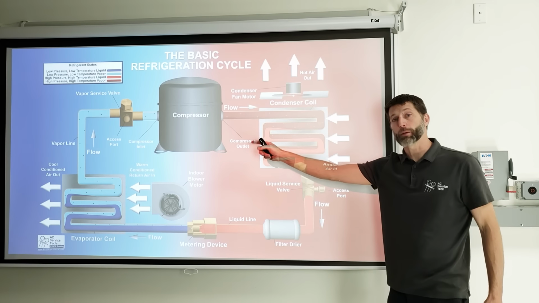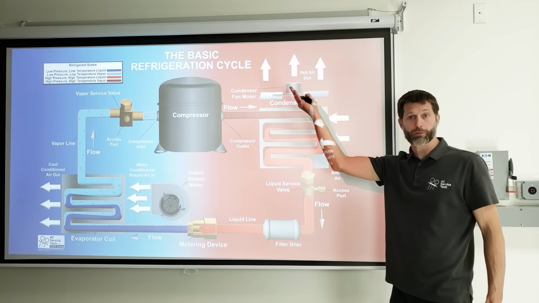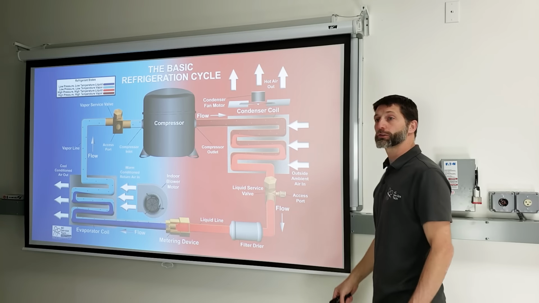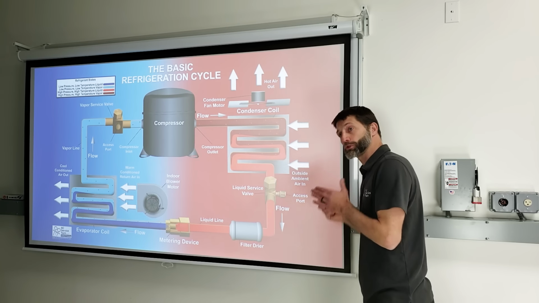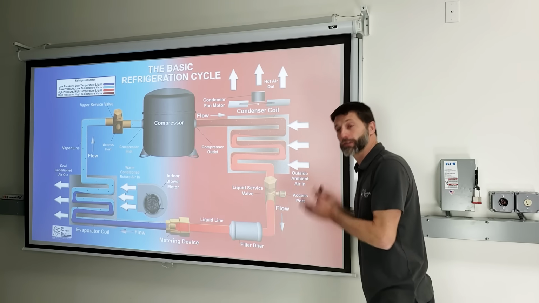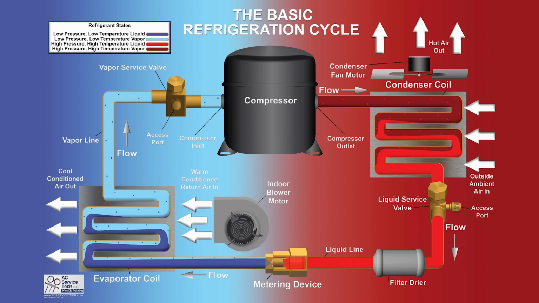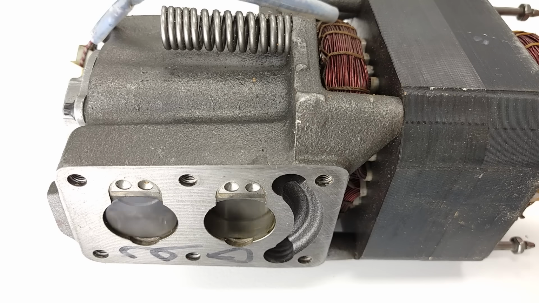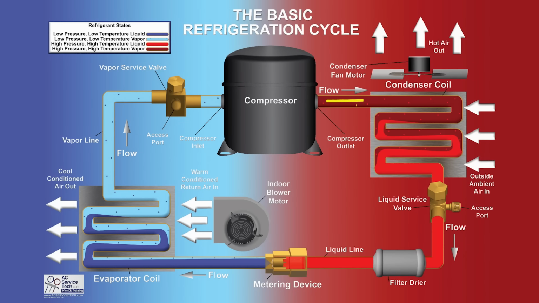So the compressor's job is to increase the pressure of the refrigerant in order to increase the temperature. The metering device's job is to lower the refrigerant's pressure in order to lower the temperature of the refrigerant. And so you have your low pressure, low temperature vapor refrigerant entering into a refrigerant compressor. In this case, it's a reciprocating compressor. That's what that looks like right there. And then on the outlet of the compressor, you have high pressure, high temperature vapor refrigerant.